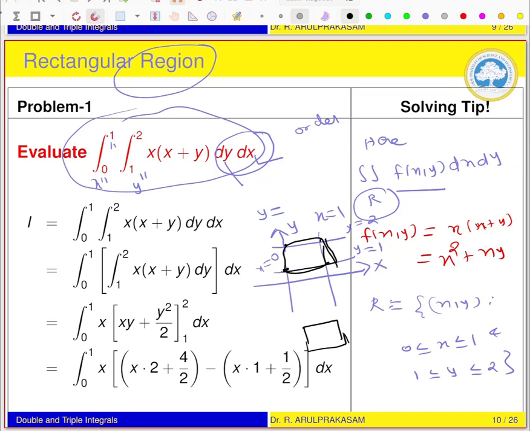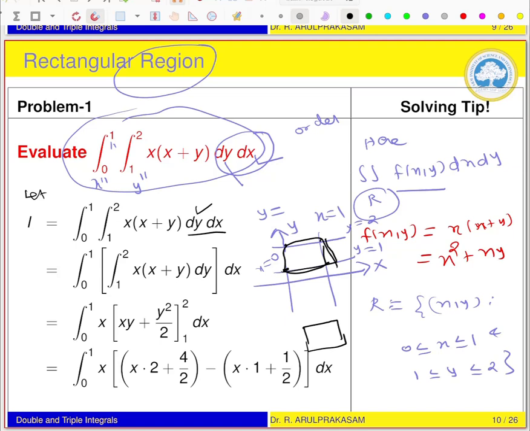How can we cover this region? According to this order, y and x. That means first integrate y and then x. This is our region. So look at this problem. By the definition, first I have to integrate with respect to y the function f of x comma y. Let I be the double integral over the region of x into x plus y, dy dx. First I have to integrate the inner integral function.